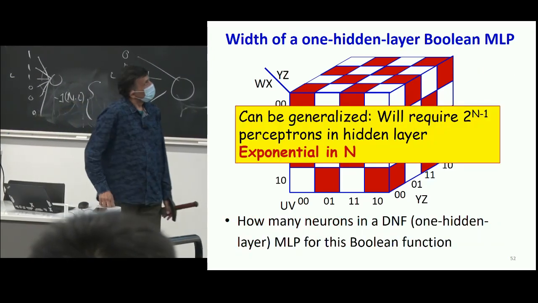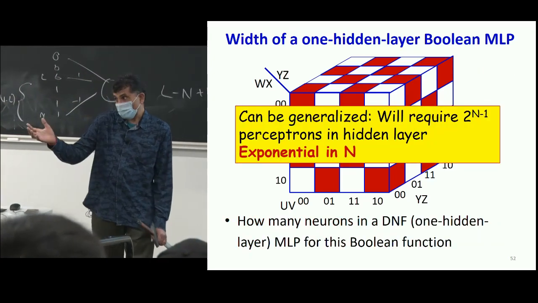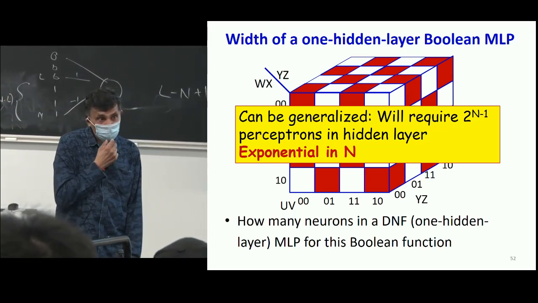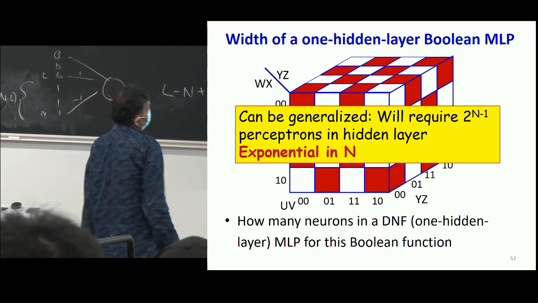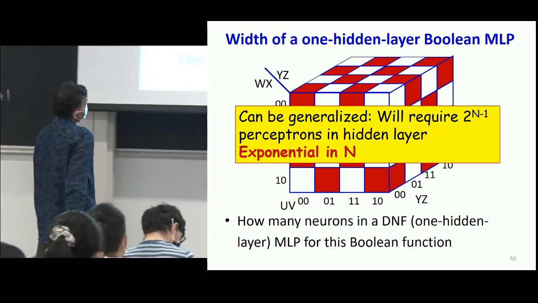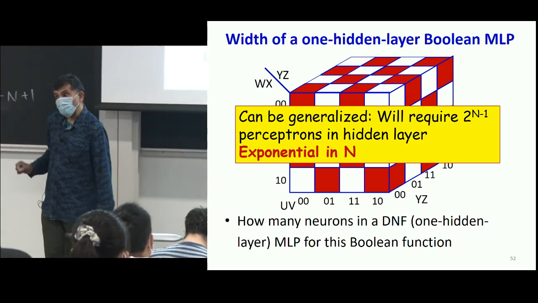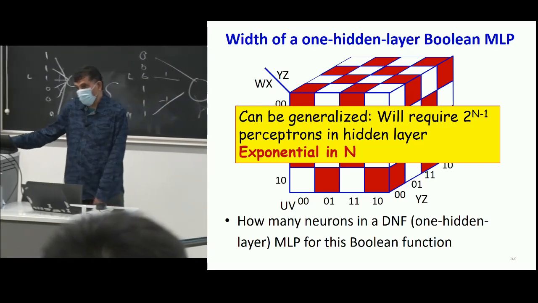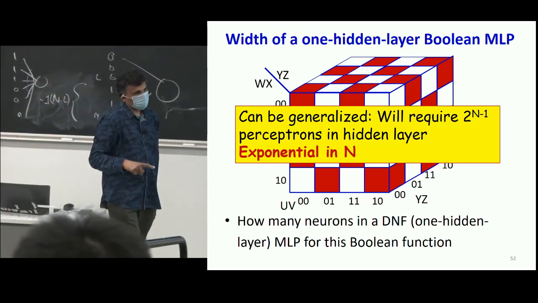Now, can I generalize it? Someone mentioned this. In general, if I have n inputs, in the worst case, I'm going to require 2 raised to n minus 1 perceptrons in the hidden layer. This is exponential in n, right? Does anybody recognize this function?